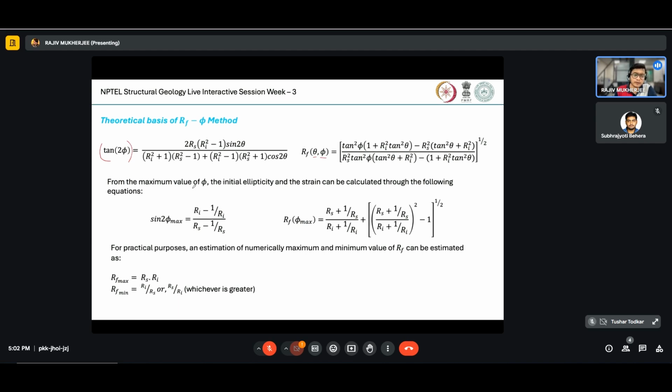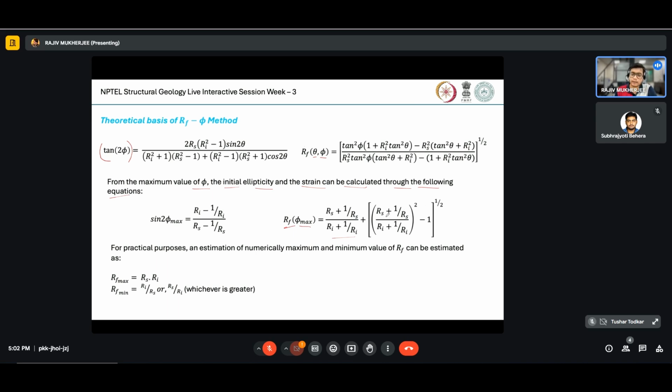Now from the maximum value of phi, the initial ellipticity and the strain can be calculated through the following analytical equations, which is sin 2 phi max is equal to (Ri minus 1 by Ri) divided by (Rs minus 1 by Rs), and Rf, which is the final aspect ratio or ellipticity of the elliptical marker, as a function of phi max only, and that can be represented as (Rs plus 1 by Rs) divided by (Ri plus 1 by Ri) plus square root of ((Rs plus 1 by Rs) divided by (Ri plus 1 by Ri)) whole square minus 1.